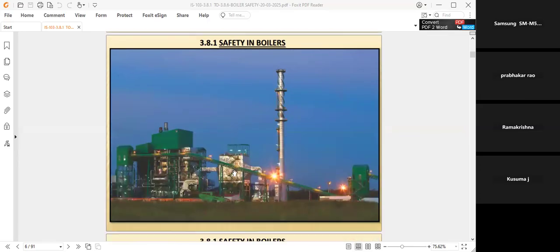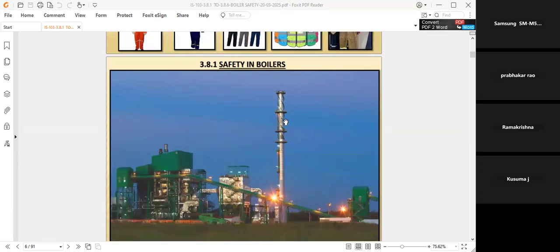If you see the boiler, some of the things you people know well. See how the things are there. These are all the boiler components. This is called the FD fan.